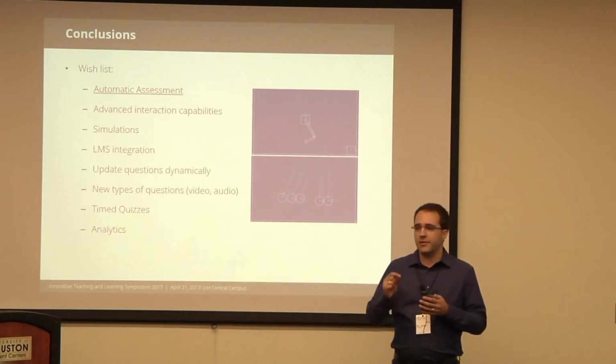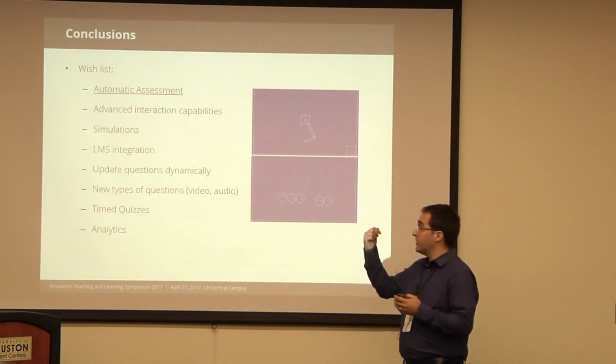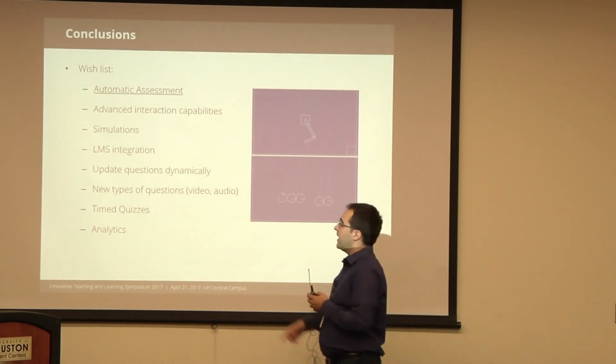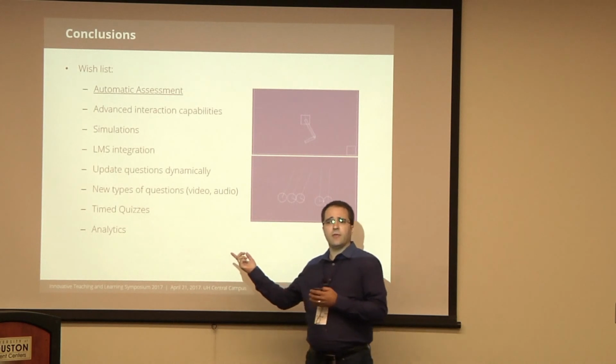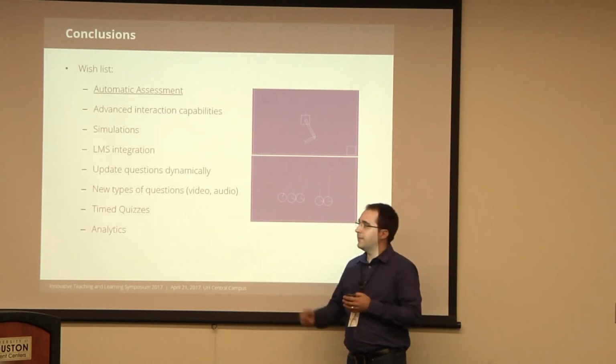New types of questions, video, audio. Right now the questions are essentially text, multiple choice, right, and the custom widget that I just showed you. It would be nice to have timed quizzes. I don't think there's a way to do that yet with iBooks Author, but it would be nice if you can put a time limit, okay?